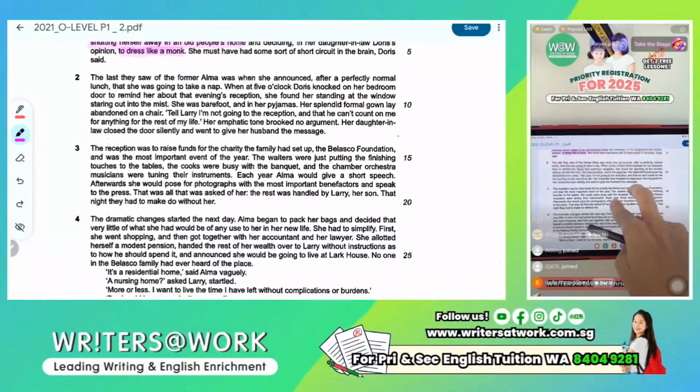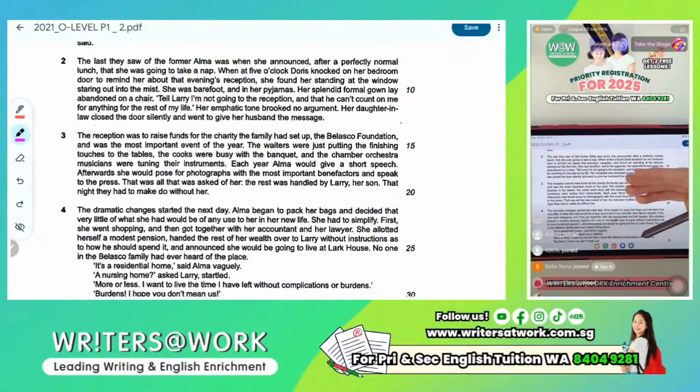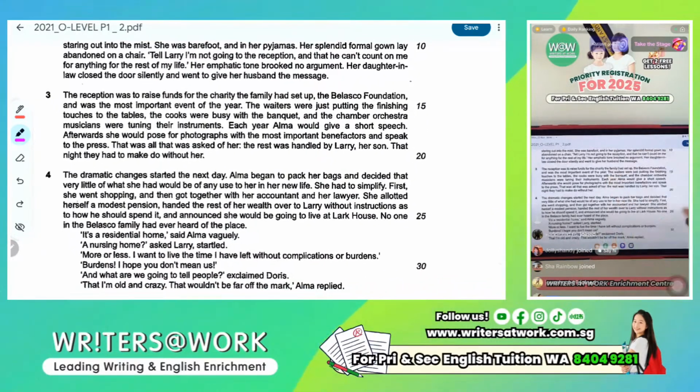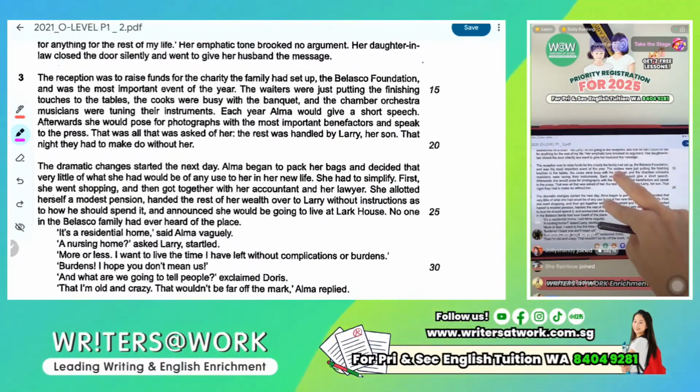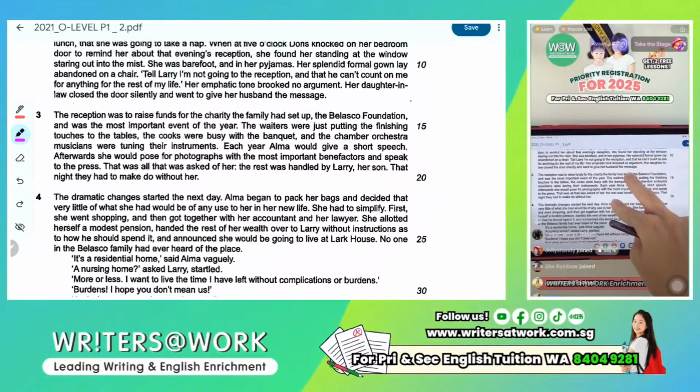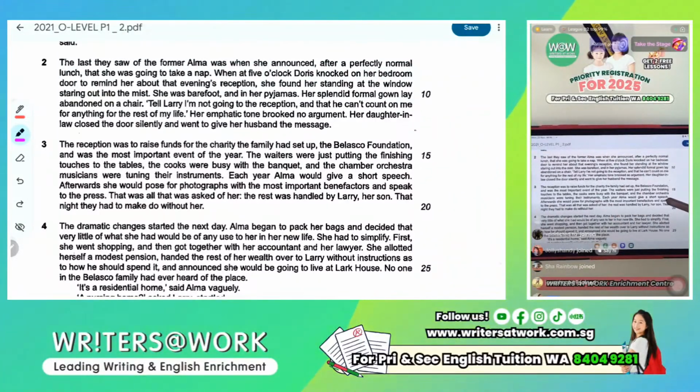Now, the subsequent paragraph tells you how the day her behavior changed went. Suddenly she says that she cannot go to a reception where they raise funds for the Belasco Foundation, as overseen over here. And you will see here the emphatic tone, "brook no argument."